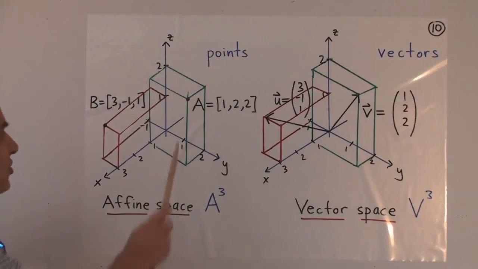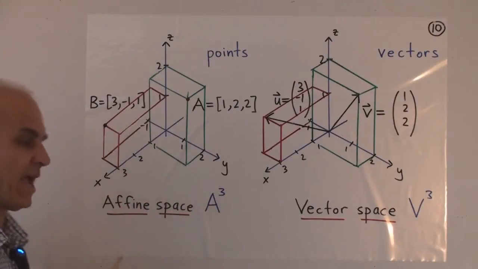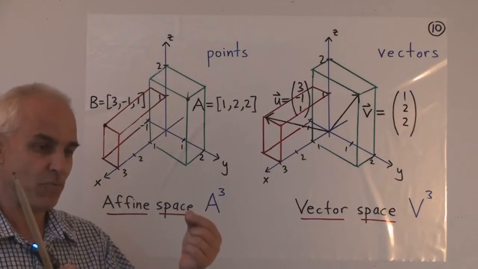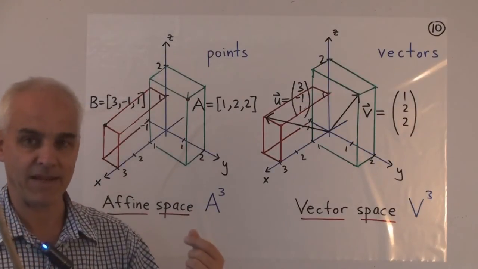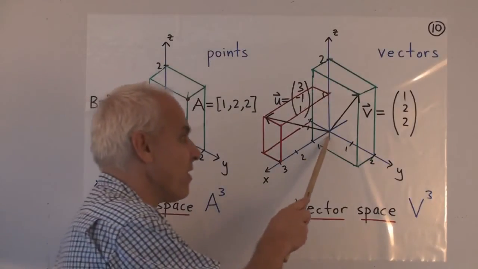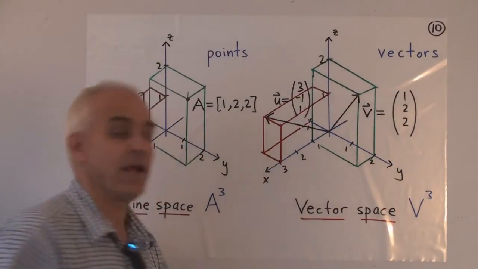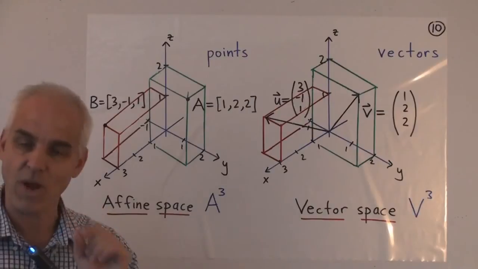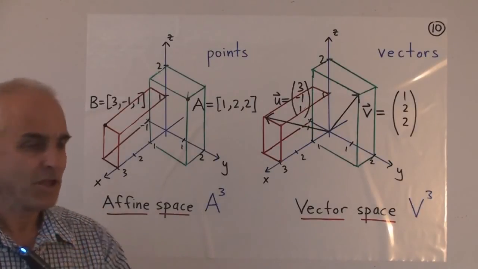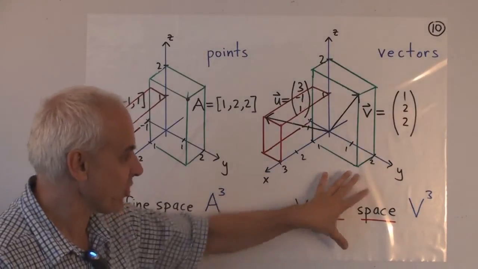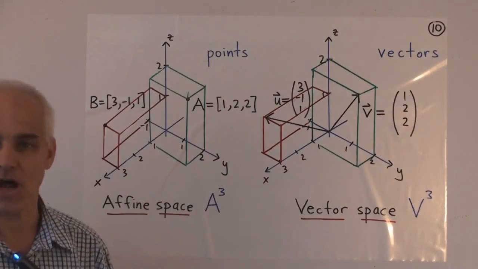So it doesn't make any sense to talk about the sum of the points A and B. If you have 2 points, talking about their sum doesn't mean anything. But to talk about this vector plus this vector, that does mean something. That has a well-defined meaning. So the vector space has some structure that the affine space does not.